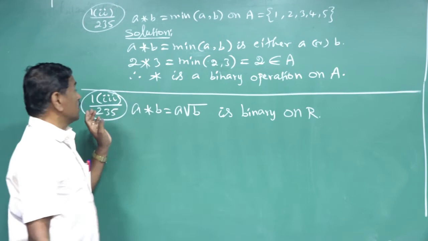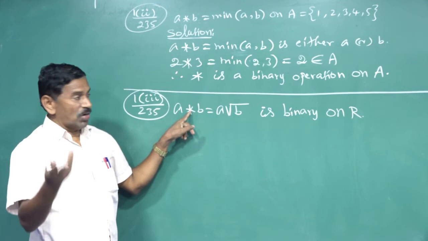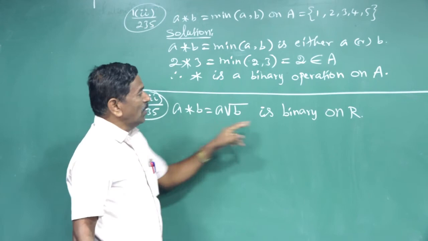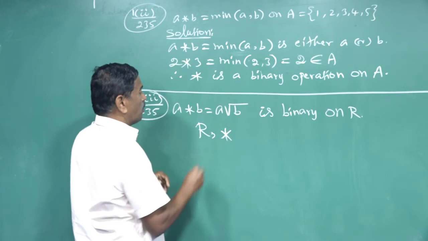Again, the topic is the same: determine whether star is a binary operation or not. Remember, here the given set is R, that is important. Here R is a set and star is the operation. Listen, R is a set and star is the operation. That is important. Here, let us start the solution.